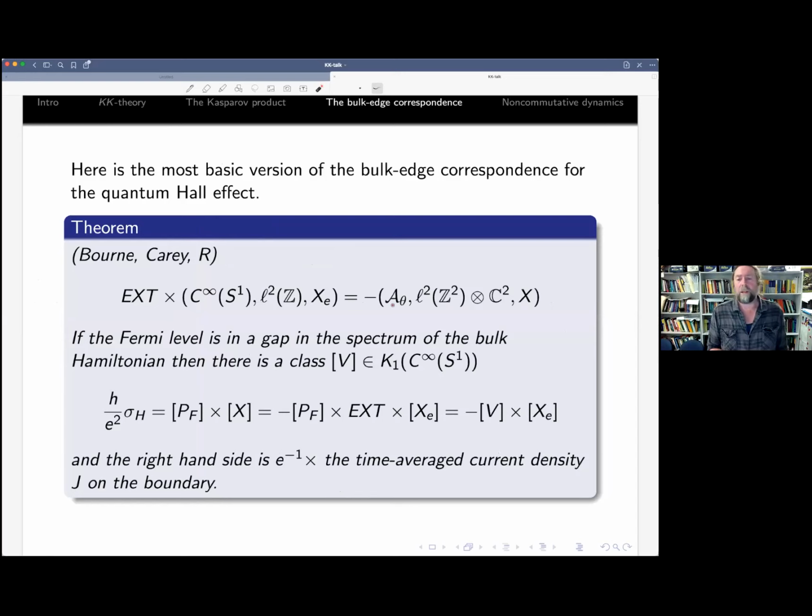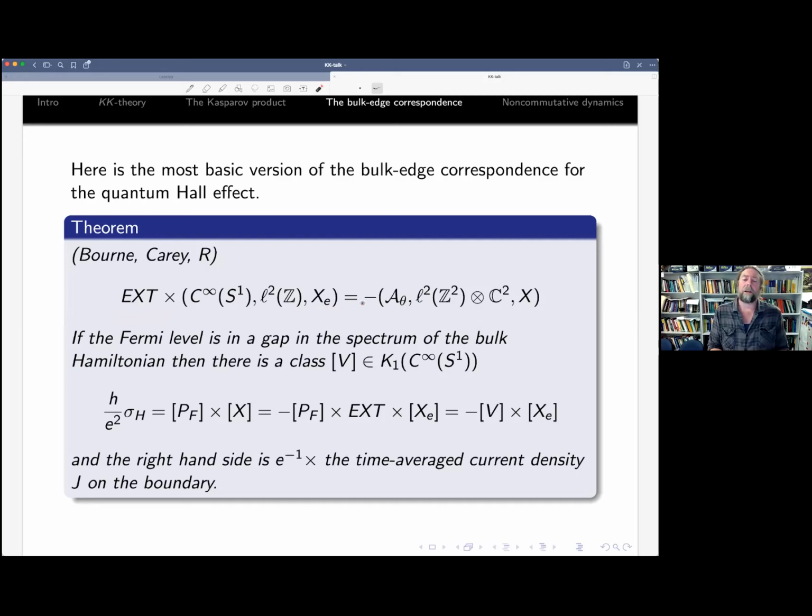Okay, so this here is the minus the Kasparov module that pairs with the Fermi projection to give you the conductance. Now, this has been known for a long time. And so this bit here is due to Belisard. Over here, what we have is the product of the fundamental class for the circle. So you could put any other class for the circle here if you want, and our extension class.